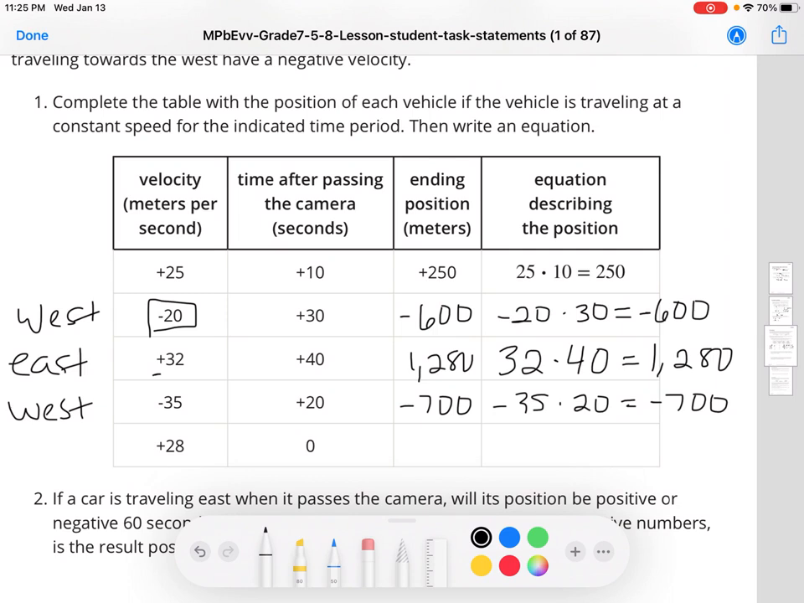And last one. So I know I'm going to be traveling 28 meters per second to the east, but no time has passed after passing the camera yet. So what is my ending position? I'm still at 0. If no time has passed, that means I haven't passed the camera yet. I'm just there at that exact moment. So my equation would be 28 times 0 equals 0.